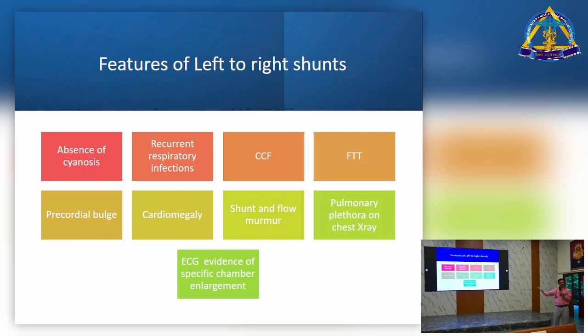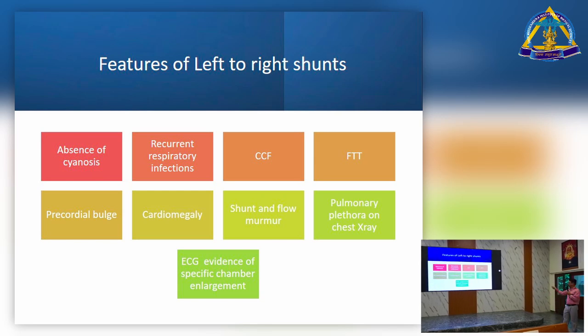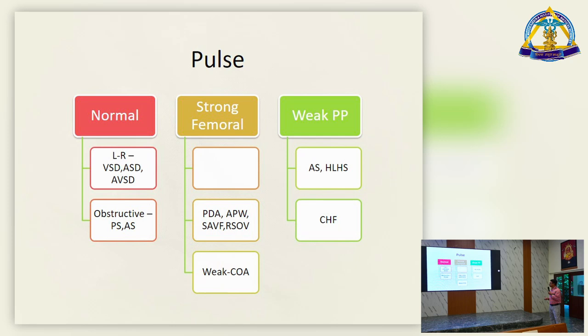Recurrent respiratory tract infection: increased pulmonary blood flow leads to cardiac failure. The patient is getting recurrent infection, failure to thrive, and there can be a precordial bulge. There can be cardiomegaly, a shunt murmur, pulmonary plethora, and they will have ECG and X-ray evidence. So this is how we are going to pick up the diagnosis. This already we have told, how you pick up based on the pulse.